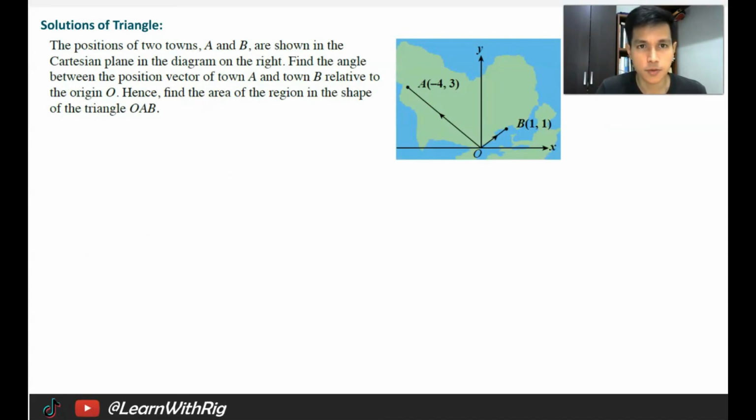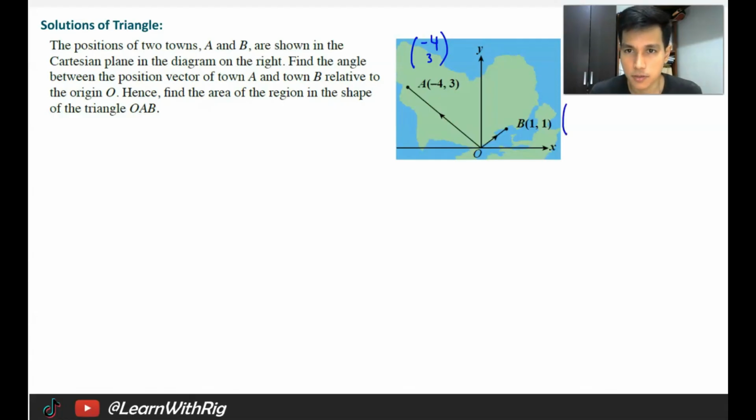So in this case, it's a vector question, right? They say the position of two towns A, B are shown in the Cartesian plane. You got a Cartesian plane here. Find the angle between position vector town A. So town A, you see it's a coordinate, right? So what's the position vector? (-4, 3). Okay, that's the position vector. And then town B is (1, 1).